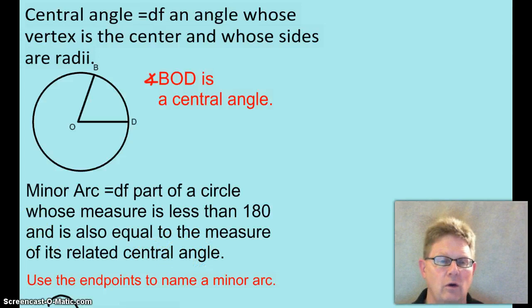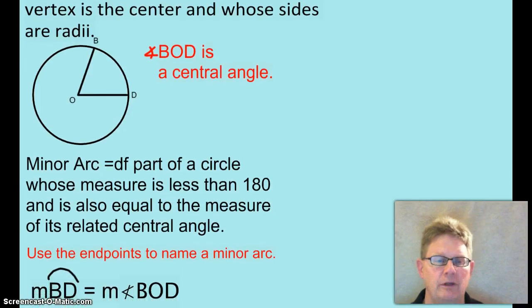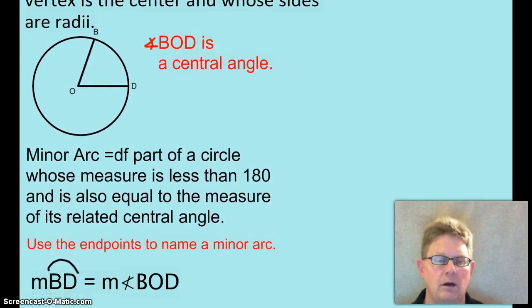You are going to use the endpoints to name a minor arc. So we're talking about arc BD, and this little m stands for measure. The measure of arc BD is equal to the measure of angle BOD. So a minor arc equals the measure of its related central angle. So those are minor arcs.